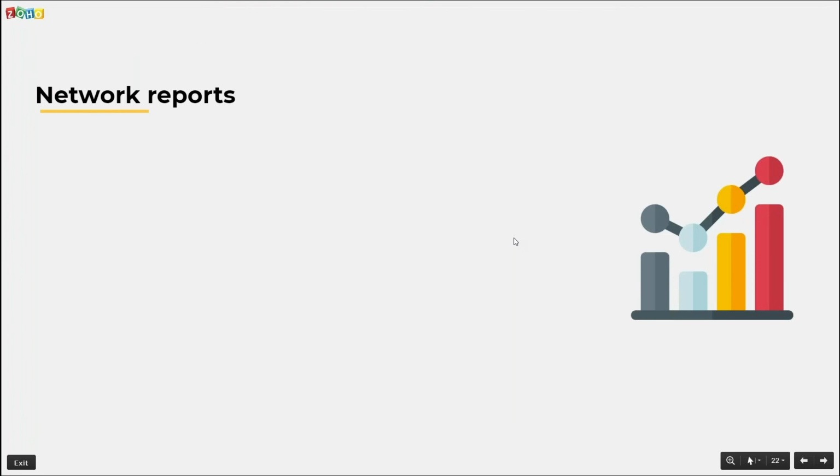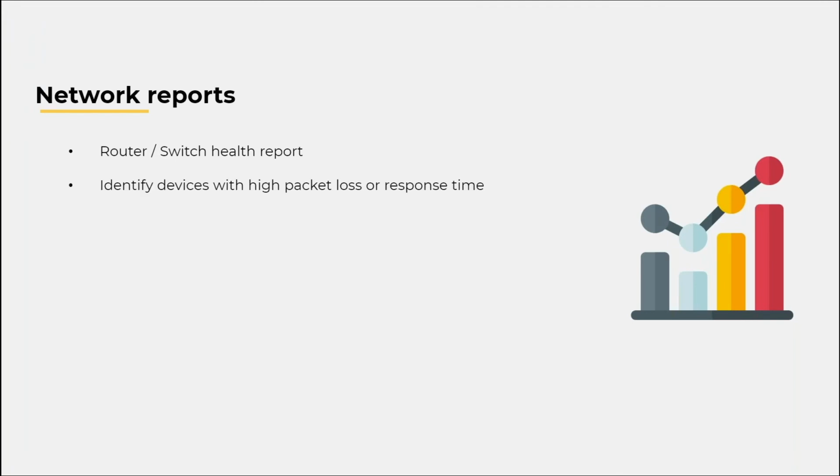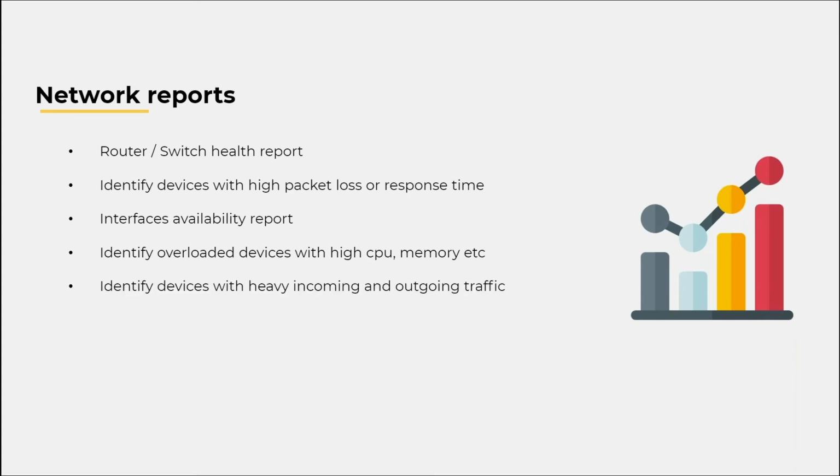So the last one is the network reports. You have seen that we have these many kinds of monitoring when it comes to network devices, but when it comes to reports, in case you wanted to have it in a report form so that you can submit it to your stakeholders, yes, OpManager has reports specifically for network devices alone. Reports such as router or switch health report, interface availability report, report which identifies heavy incoming and outgoing traffic. So everything which you require is already available in the form of reports on OpManager.